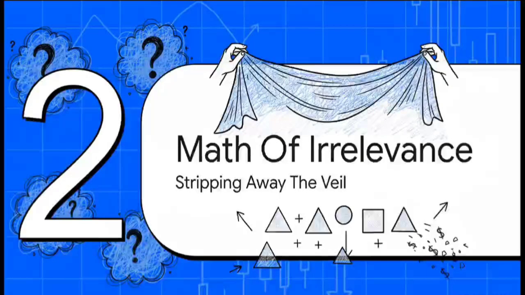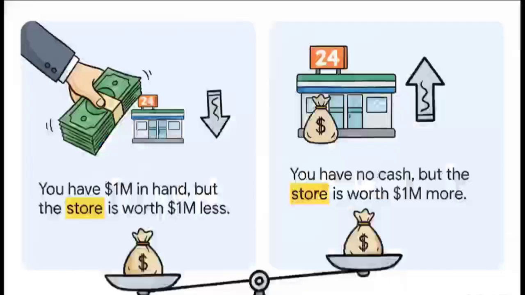Moving right along to section 2, the math of irrelevance. Let's strip away the veil. To truly grasp how this works, we need to completely strip away the confusing mechanics of the stock market. Let's make this super concrete. Imagine you own a private convenience store, okay? In its very first year, it generates exactly $1 million in pure profit. Now, you've got two choices. Option A, you take that $1 million straight out of the cash register and pay yourself a dividend. Or, option B, you leave that $1 million sitting inside the business to fund future growth.